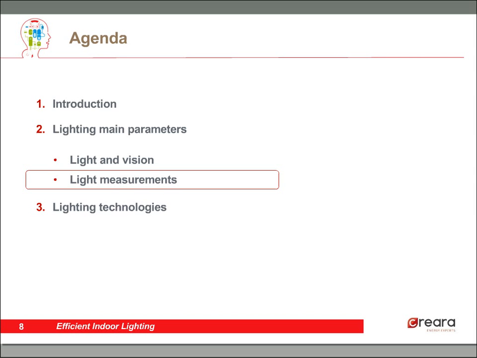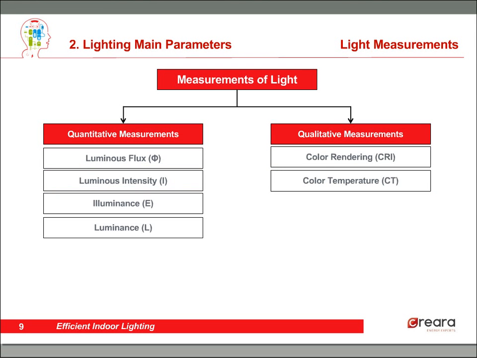Following, we are going to talk about light measurement. When we measure the light, we can measure the quantity of the light, but also we can measure the quality of the light. In quantity, we can measure several things. First, we can measure the quantity of the light offered by a lamp. This is called luminous flux.